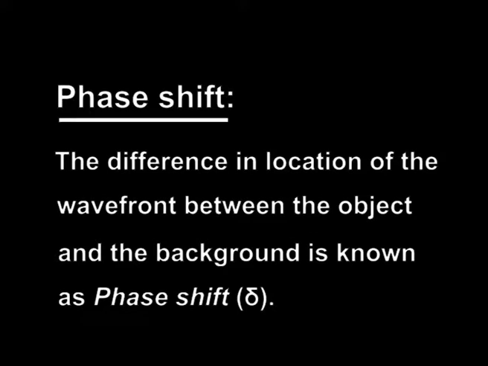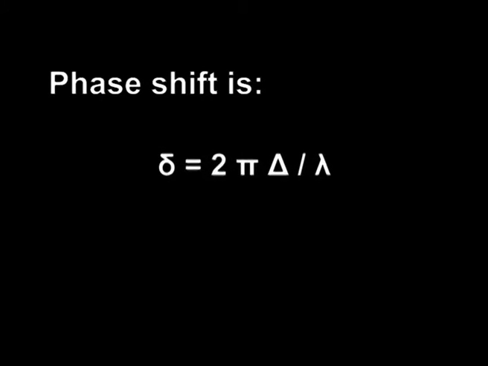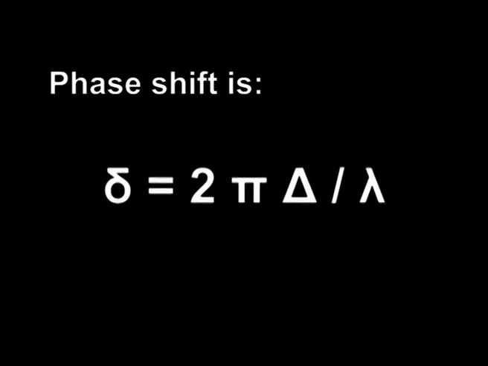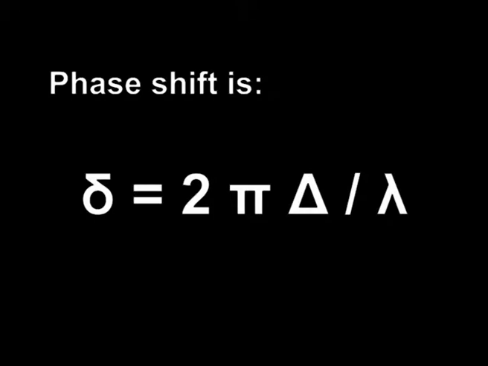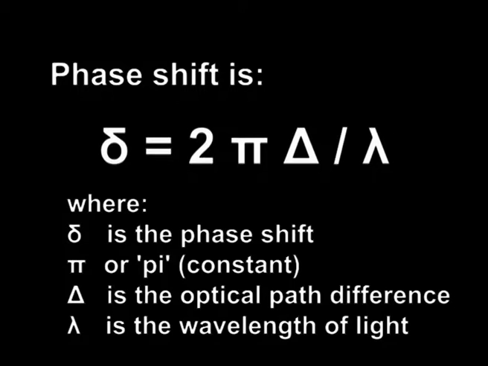Now, it should be mentioned that this difference of the 2 points, that is light passing through the object versus the background, leads to what is known as the phase shift. As you see in the figure, the phase shift, which is small delta, is equal to 2 pi capital delta by lambda, where capital delta is known as the optical path difference. Therefore, the phase shift is equal to 2 pi capital delta by lambda, where lambda is the wavelength of light and capital delta is the optical path difference.